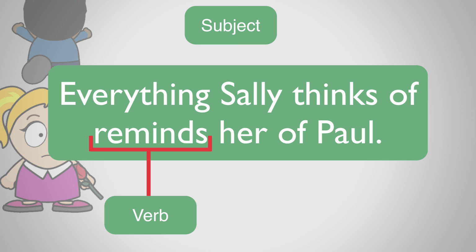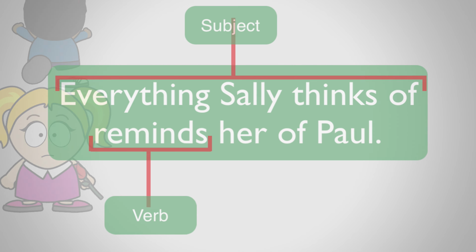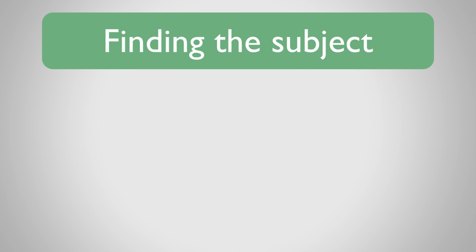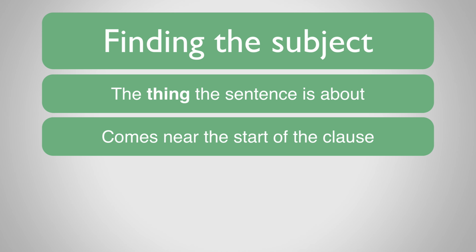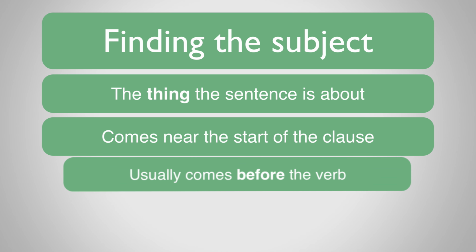Well, it might be helpful to think about what it is that is doing the reminding. That is, to find the agent. Is it Sally? Is it Paul? Well, actually, it's neither. It's an idea. What is doing the reminding? Well, it's everything Sally thinks of. So this is the subject of the sentence. Everything Sally thinks of. Remember, in simple terms, you can think of the subject as being the thing that the sentence is about. It usually comes near the start of the clause, and it comes before the verb it belongs to.